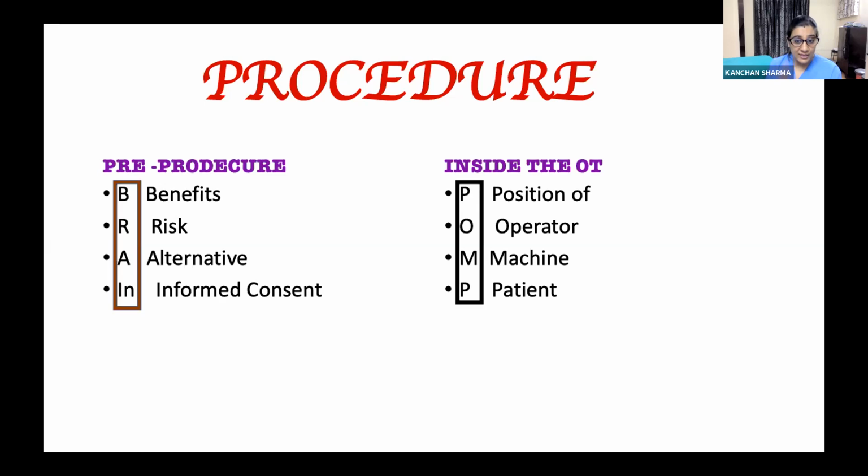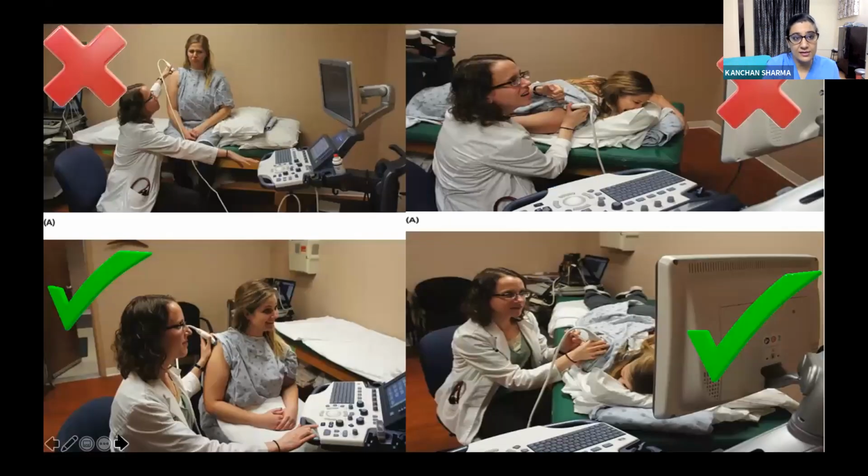And once you have taken the patient inside the OT, always remember this POM. These are the two mnemonics which you should always keep in mind when you are performing any procedure, right? POM is, when you are doing a procedure, the ergonomics should be very good: the position of the patient, the position of the machine, and the position of yourself. You should not be looking at the machine like this because you will be straining your neck muscles. So that is also very important. You can see this in this picture.